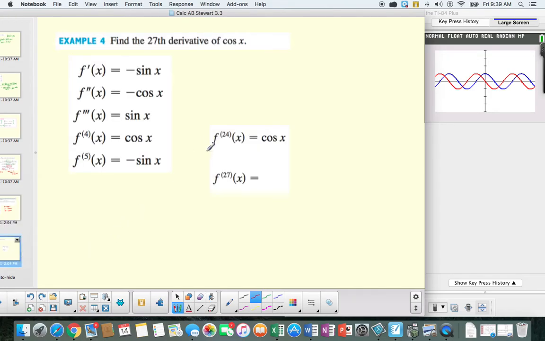All right, find the 27th derivative of cosine x. So here's the first, second, third, and fourth. Notice that the fourth is the same as the first, and then you start repeating yourselves. So for multiples of 4, our derivative will always be cosine. So if we start right here, and then we can find the 25th derivative, which we know is going to be negative sine of x. And then we can find the 26th derivative, which we know is going to be negative cosine of x. And the 27th will be sine of x. And so that's how to find it without going through each derivative.